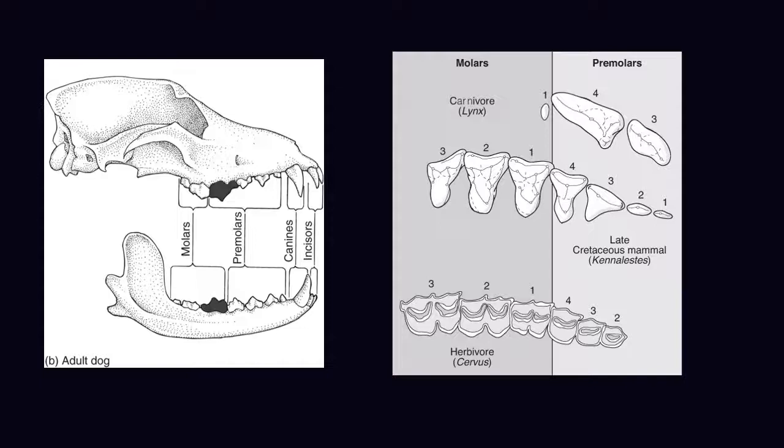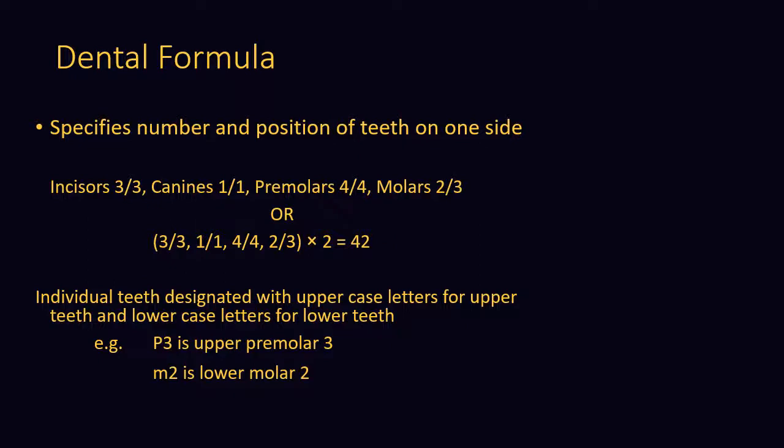And there's so much variety that we've developed what are called dental formulas. A dental formula is a quick and easy way for a researcher to instantly know how many teeth a mammal has in its mouth. The dental formula specifies the number of teeth on one side. So think about dividing the mouth into four quadrants: upper right, upper left, lower right, lower left. We assume there's left and right symmetry because mammals are bilaterally symmetrical animals.